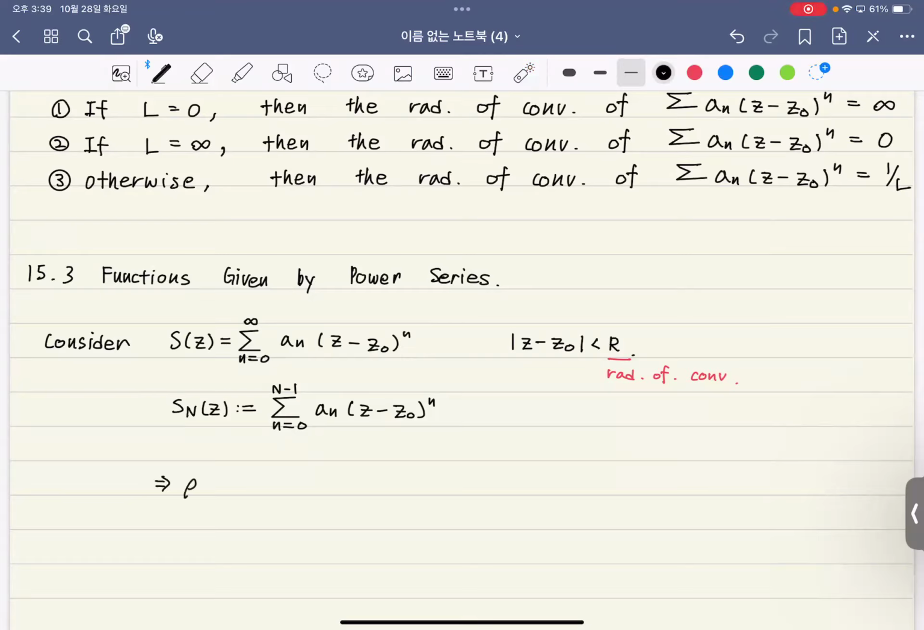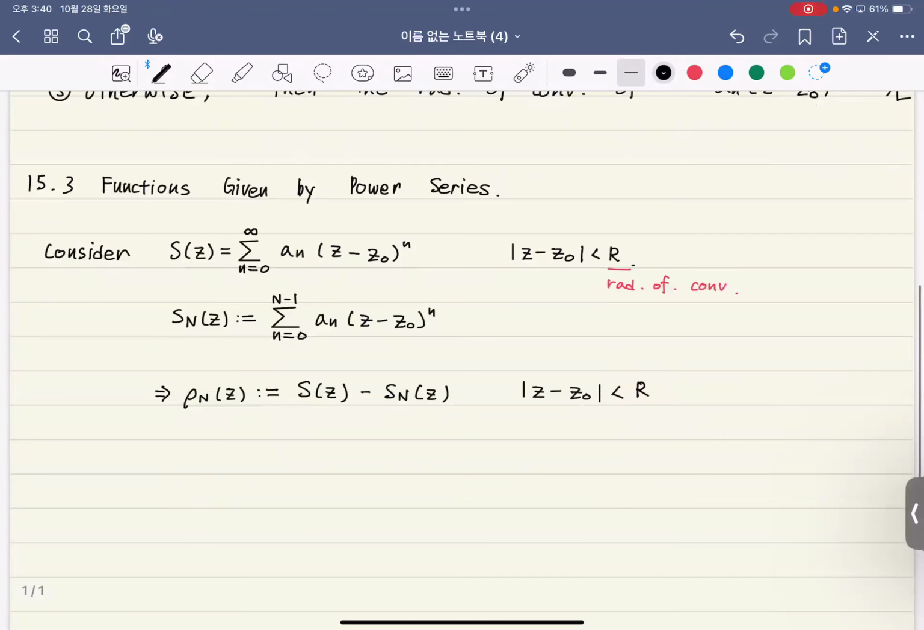And rho_n of z is defined by S of z minus S_n of z. Always we say z is in the radius of convergence. Since we are assuming that z is in the radius of convergence of this power series, therefore the power series converges.